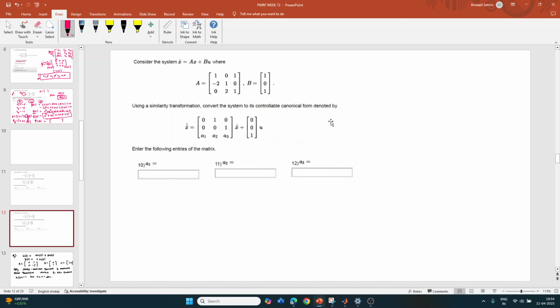Now what is the question given to you? This is question number 10, the last question of today. Consider the system x star equal to Ax plus Bu. A and B are given to you. Now use a similarity transformation to convert the system into canonical form, denoted by x star equal to Ax plus Bu.